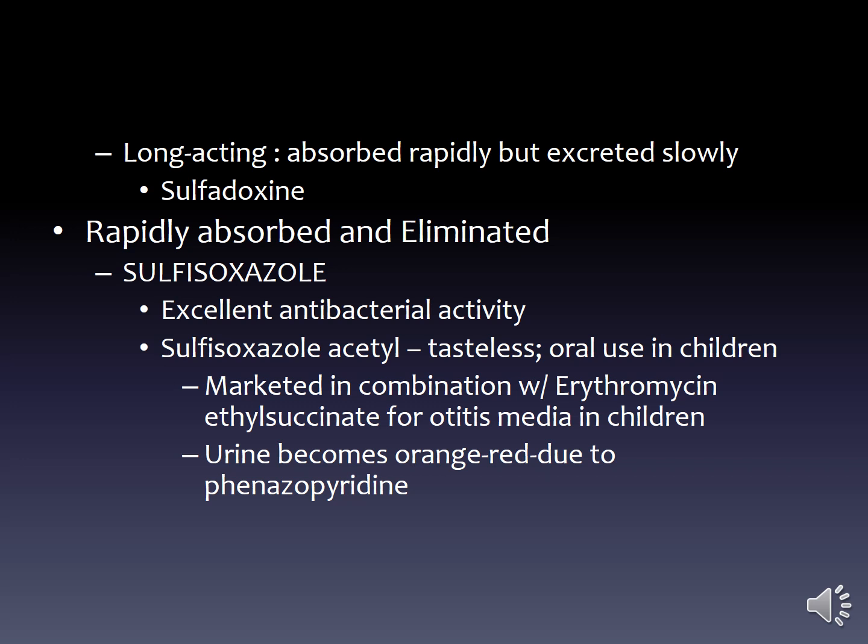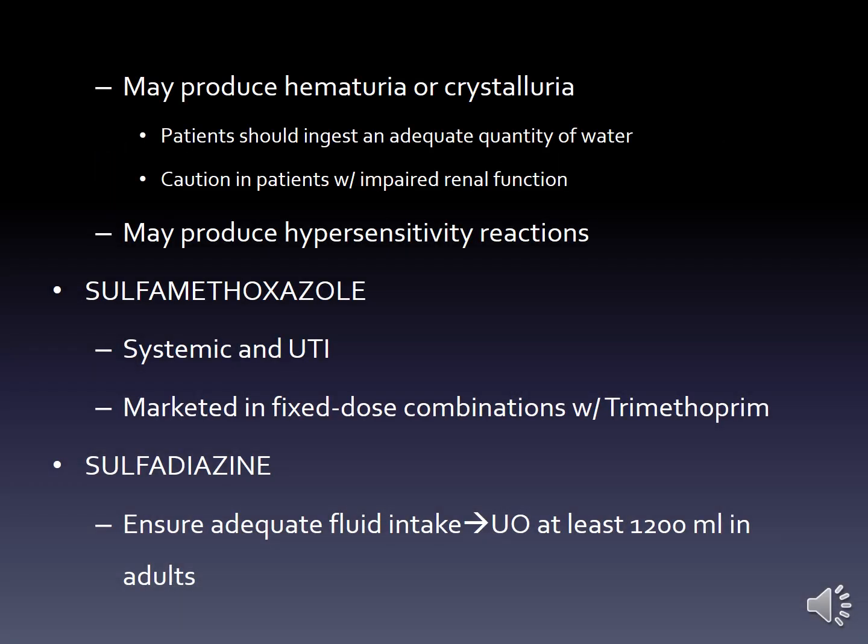Now, we go to the first group, those sulfonamides which are rapidly absorbed and eliminated from the body. So we have your sulfisoxazole. Your sulfisoxazole has excellent antibacterial activity. It is also tasteless, so it is used orally in children. However, you have to warn the parents that it may turn the urine red-orange, due to your phenazopyridine. And it can also produce hematuria or crystalluria, and this side effect is seen more in the older sulfonamides.